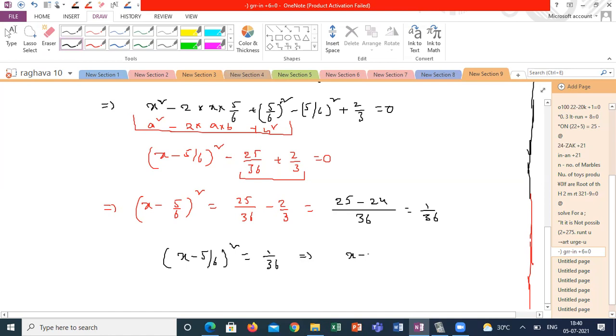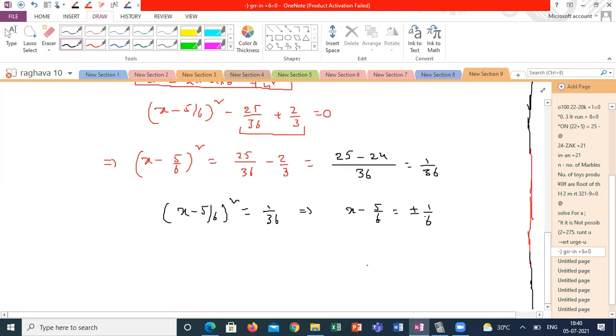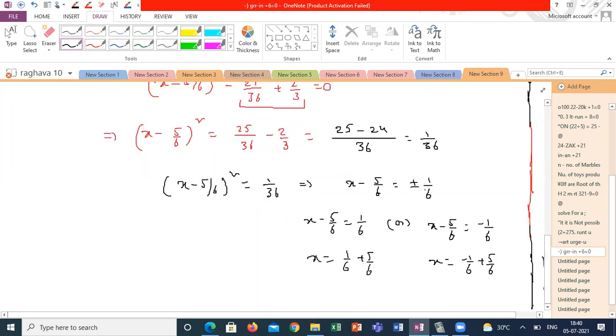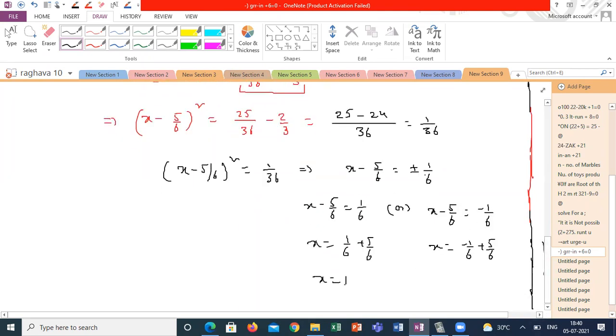From here, x − 5/6 is plus or minus 1/6. It's not only plus 1/6. So x − 5/6 is equal to 1/6 or x − 5/6 is equal to −1/6. From here, x is equal to 1/6 plus 5/6, or x is equal to −1/6 plus 5/6. What values am I getting? So x is equal to 6/6, so x is equal to 1, or x is equal to 4/6, that is nothing but 2/3.